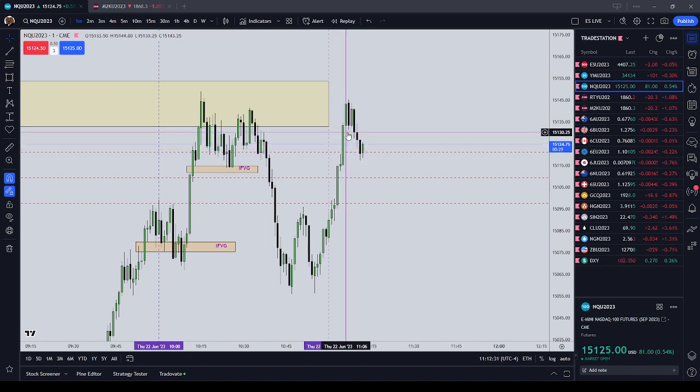NASDAQ, we have a fair value gap here. Fair value gap between 120 quarters and 130 quarters. So, fair value gap here.